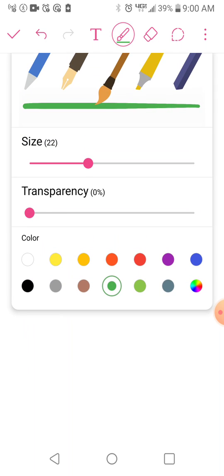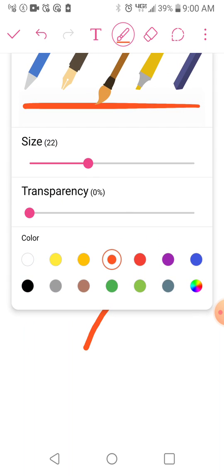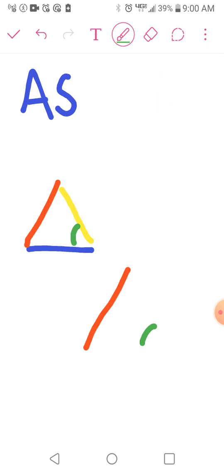He had colors like that. Let's say we have a red side that's congruent, and then let's go to green, and we have a green angle that's congruent. So now we'll go back here. We have the same red side that's congruent, and we know the angle is going to be congruent right here.